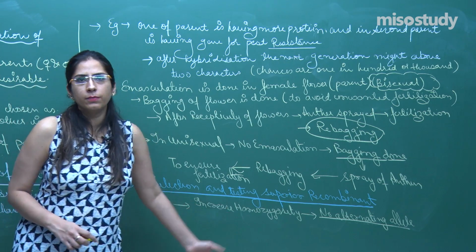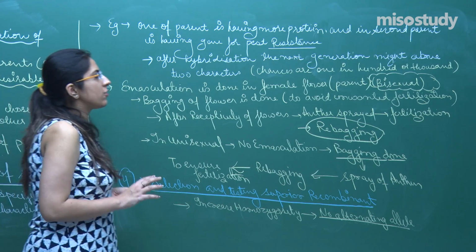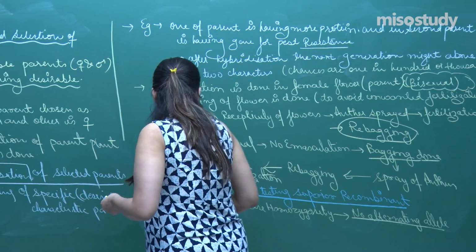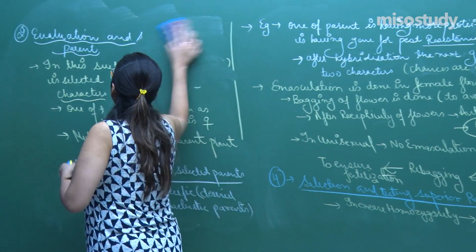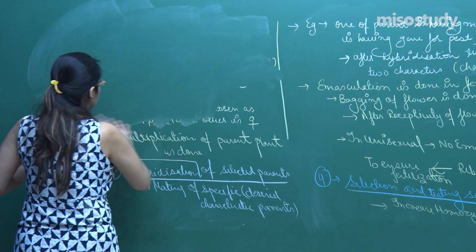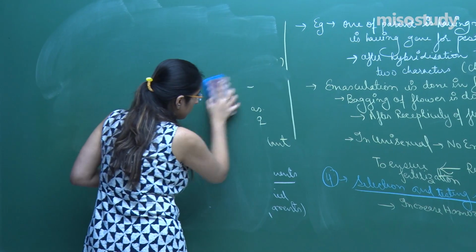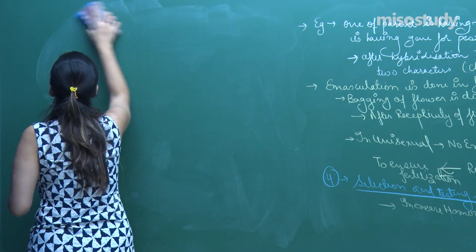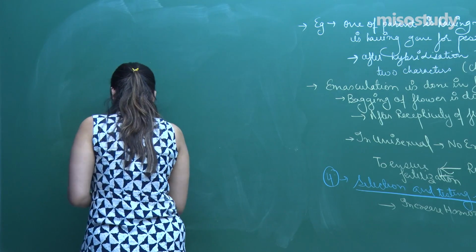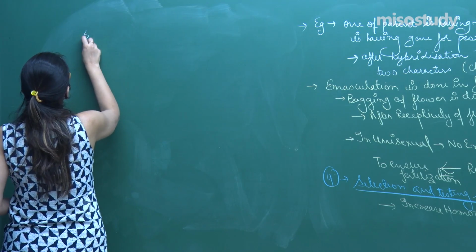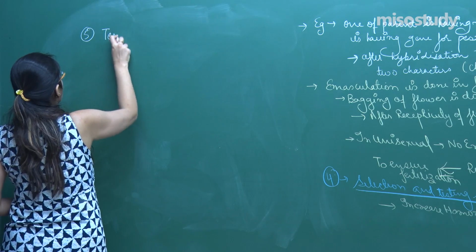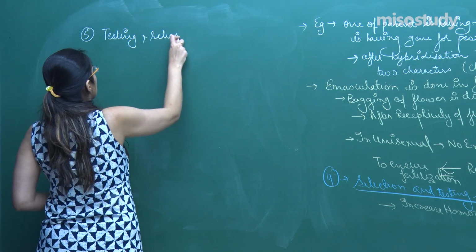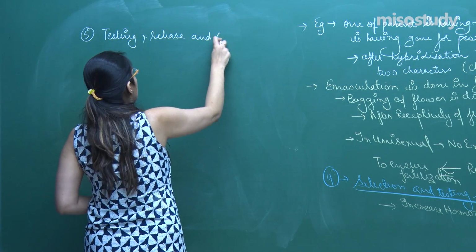So students, note down. Let's talk about the next step in plant breeding, that is the testing, release and commercialization. The last one. The fifth one is the testing, release and commercialization.